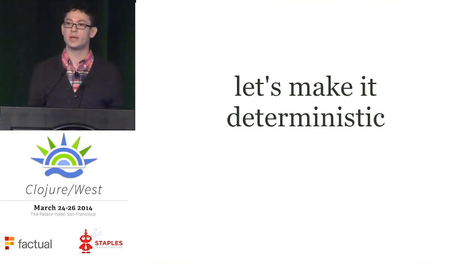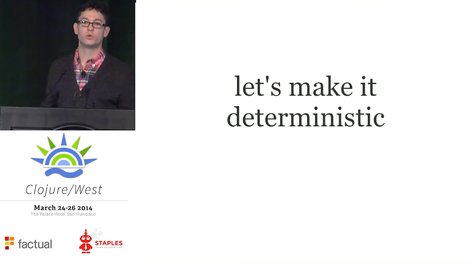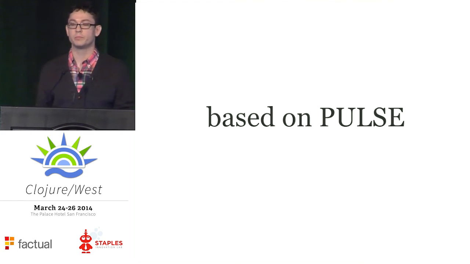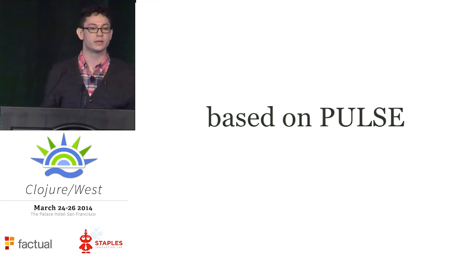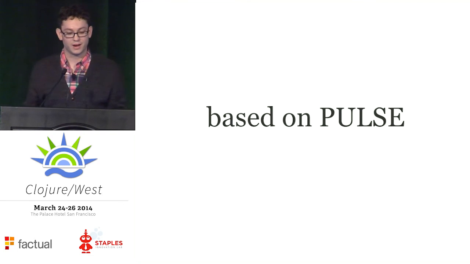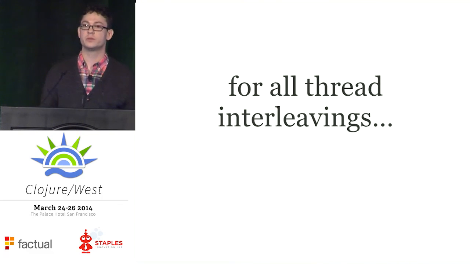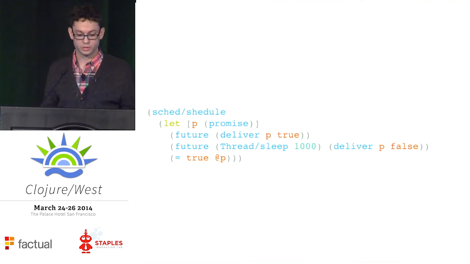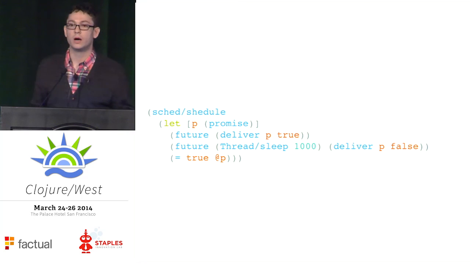So what if we could make it deterministic? What if we could run your concurrent programs in a deterministic context? So this is work that's based on Pulse, which is also a tool for Erlang. John Hughes is also an author of that. You're probably starting to see a trend. And it allows our property to be, for all interleavings of these concurrent actions, something should hold true. So let's give an example of that.